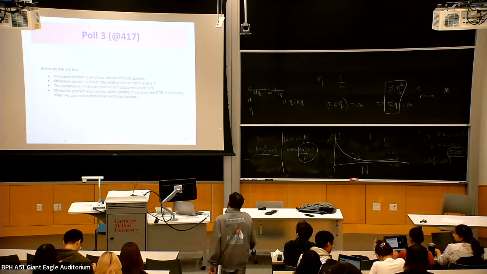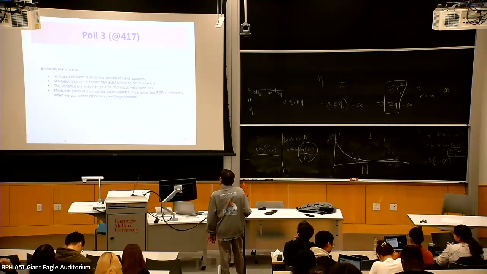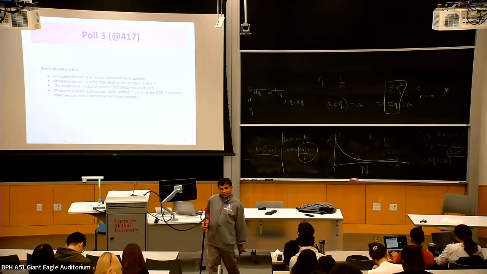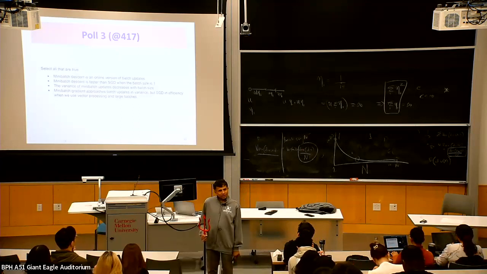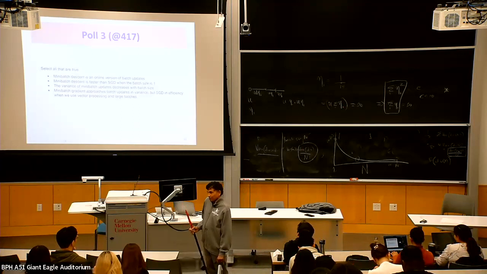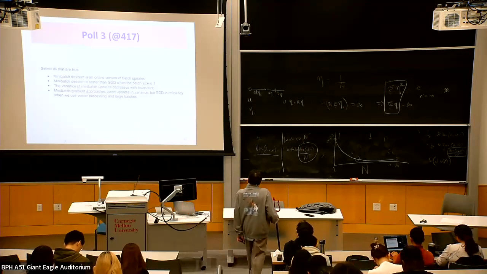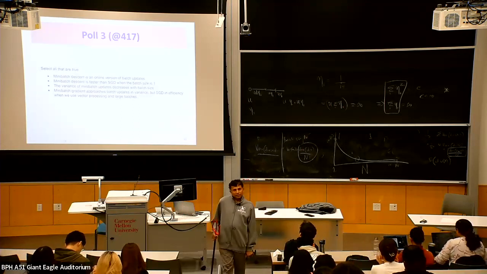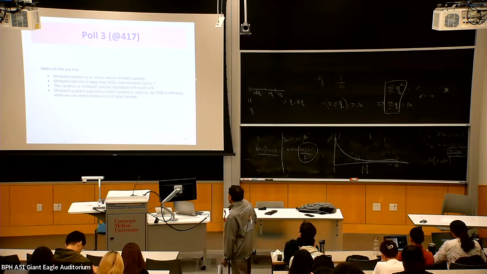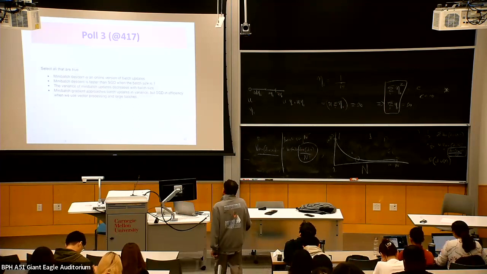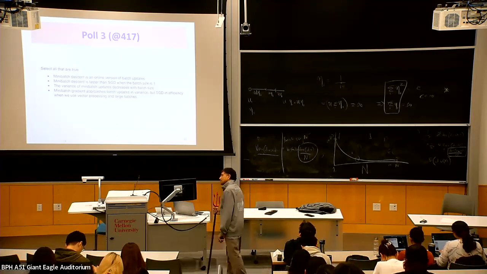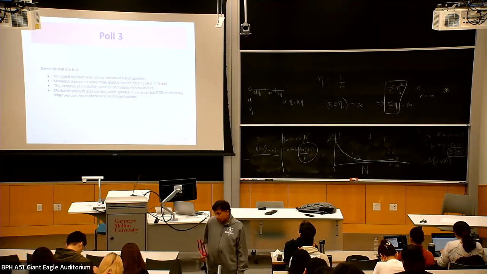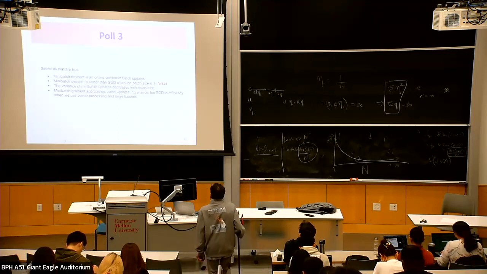Mini batch descent is an online version of batch updates. True or false? True. It's faster than SGD when the batch size is 1. True or false? False. They're the same thing, right? Mini batch updates with the batch size of 1 is SGD. The variance of mini batch updates decreases with batch size. True or false? True. And mini batch gradient approaches batch updates in variance, but SGD in efficiency when we use vector processing in large batches. True or false? True. Right? So the second one is false.